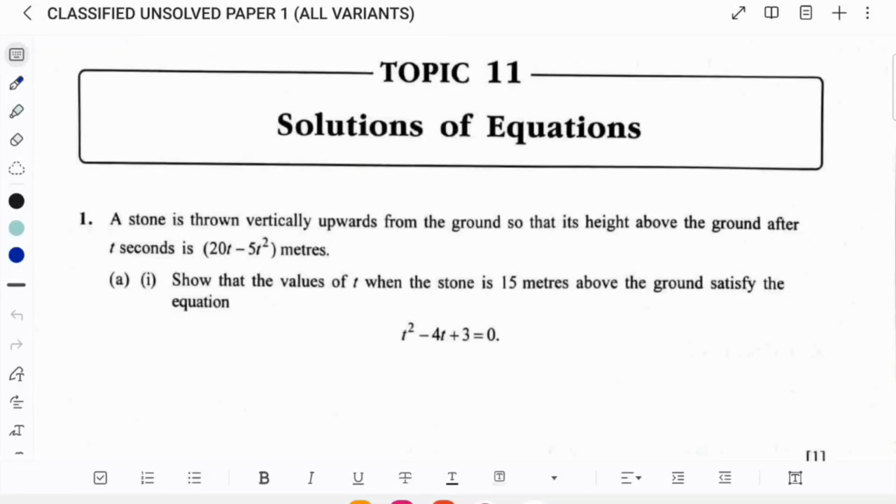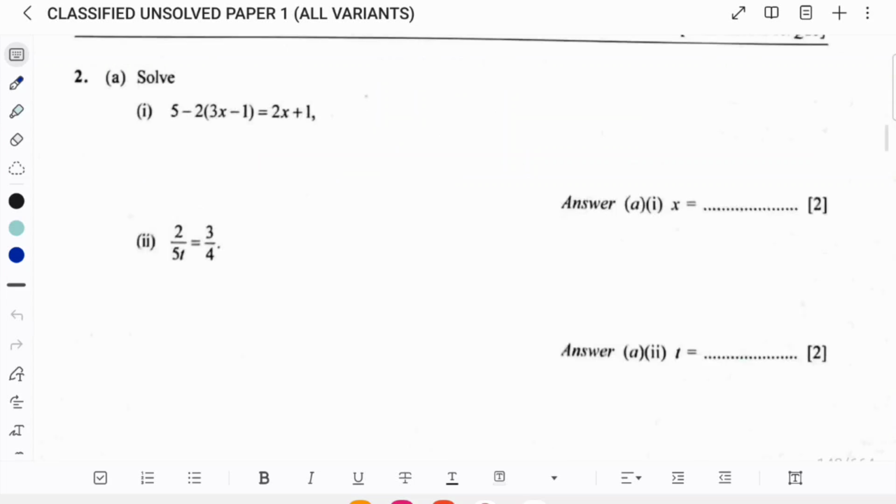Hello everyone. In this video we are continuing our algebra non-calculator series with simultaneous equations. I'll be sharing a topical past paper worksheet for this topic and solving the questions step by step. In the next video we'll move on to the subject of the formula question. So let's begin some questions of simultaneous equations.